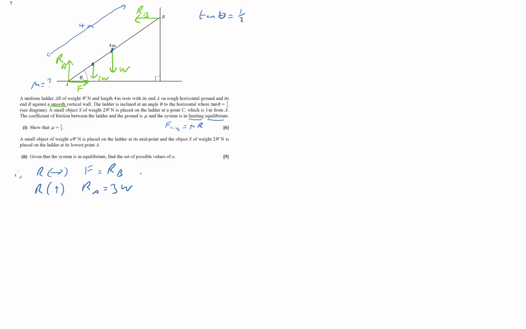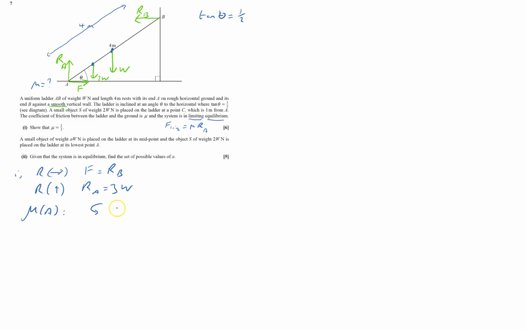And then I'm now going to take moments. Well, I've got F lim equals mu R, and this is down here, so that's RA and F. So I need to find out what RA is. That's 3W, got that already. So I know that bit, and now I need to find out what friction is. Well, actually, if I take moments about this point here, I'll only have RB, and RB equals F, so I'll be alright. I don't take moments about A, because that gets rid of two forces.